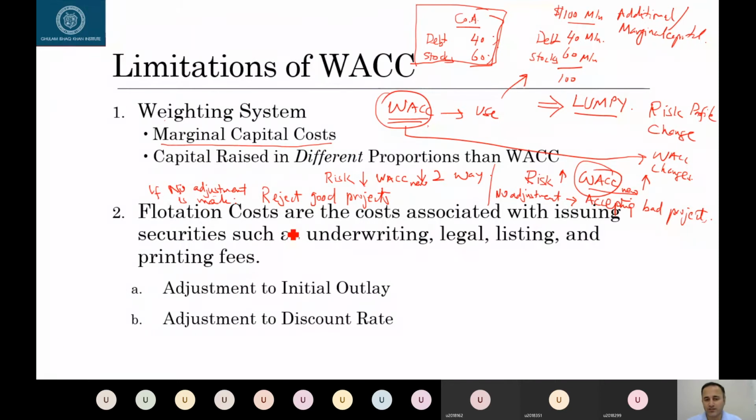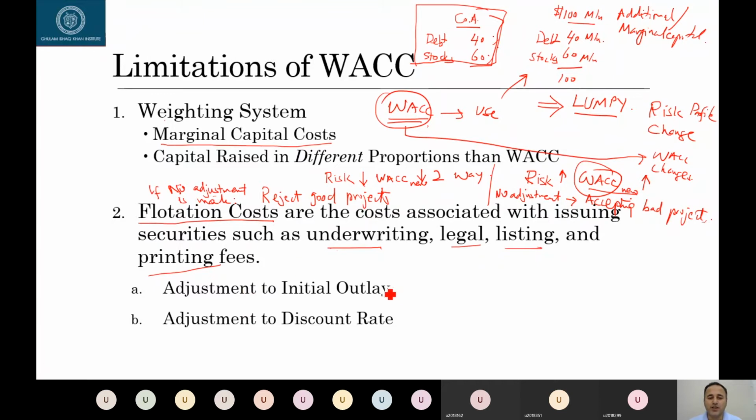Okay, flotation costs. So of course, if you are raising additional capital, it has certain costs associated with it. These costs may be, let's say, underwriting costs, legal costs, listing costs, and printing fees, something else. So whenever you are raising additional capital, it has certain flotation costs. So let's say if you are floating new shares in the market, which means you're issuing new stocks to the market, okay? It's also called floating the stocks, okay? It has certain costs associated with it. So of course you have to adjust for those costs.